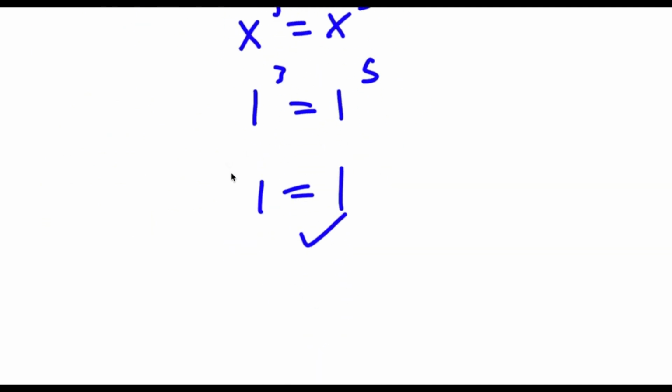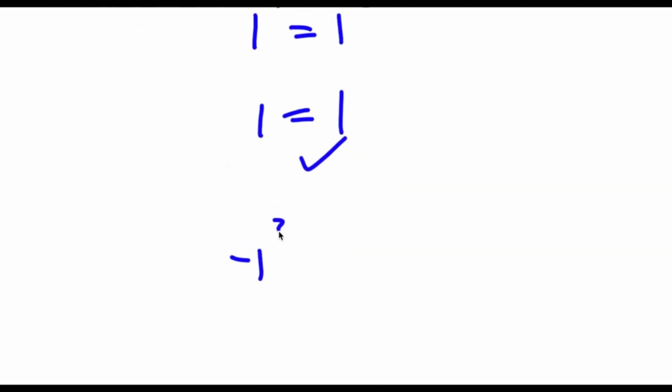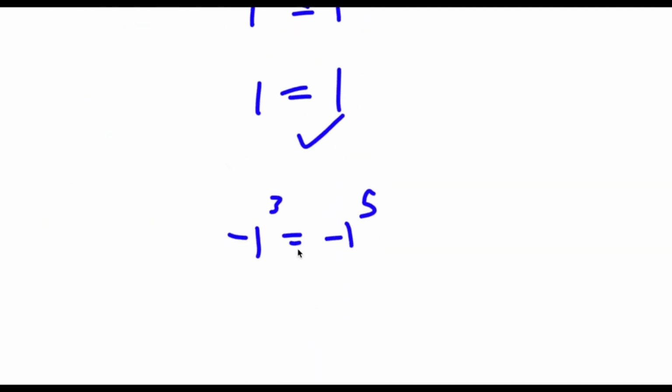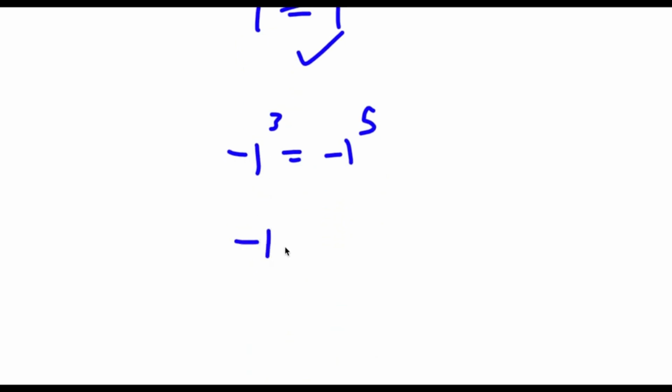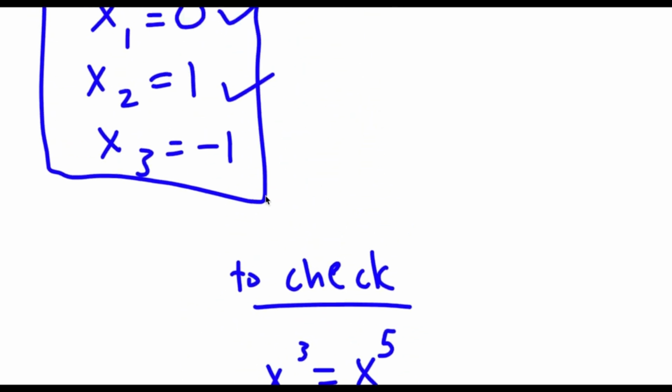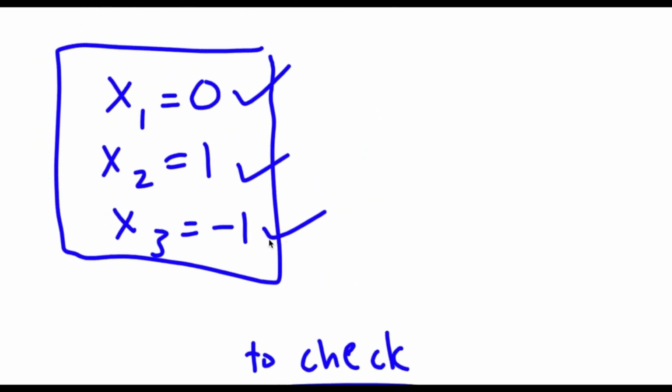Now finally, we have negative 1. So I have negative 1 to the power of 3 is equal to negative 1 to the power of 5. Negative 1 to the power of 3 is negative 1. Negative 1 to the power of 5 is negative 1. So this works as well. So these are my three solutions to this problem.